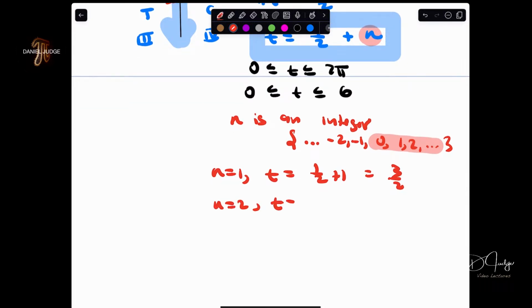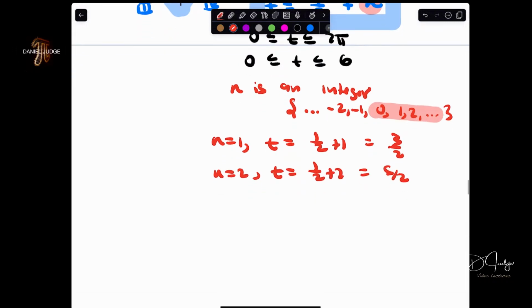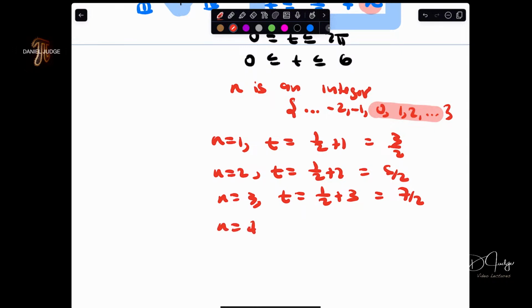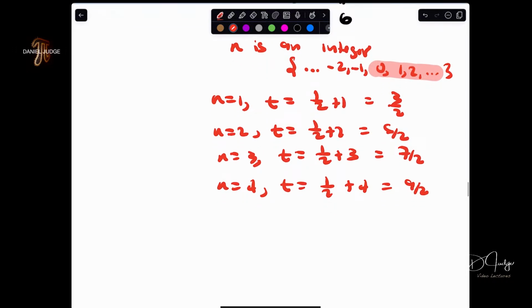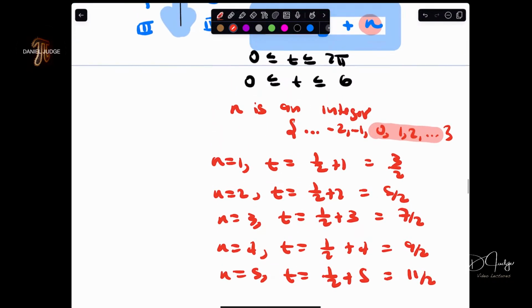N is 2. 1/2 plus 2, 5/2. That's 2.5. N is 3. 1/2 plus 3, 7/2, 3.5. N is 4. 1/2 plus 4, 9/2, 4.5. And so on. But this is how we use the ideas from trig, ladies and gentlemen, in calculus. 11/2, 5.5, and that's going to be probably it.